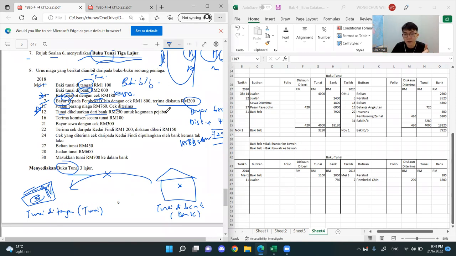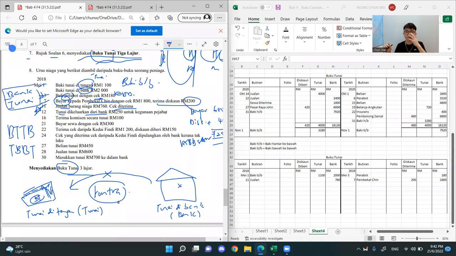Alright, so when this happened, this is actually a phenomenon of contra. Kita panggil contra. Alright, so when this thing happened, now you need to know two things. It's either a BTTB or TBBT. What is the BTTB and what is the TBBT? The B here stands for bank and the T stands for tunai. All right? So BTTB means bank, tunai, tunai, bank, and TBBT means tunai, bank, bank, tunai. Okay, so come back to here. Tunai dikeluarkan dari bank now.